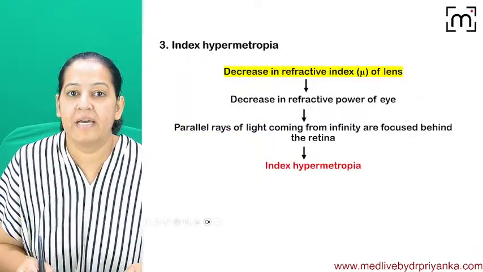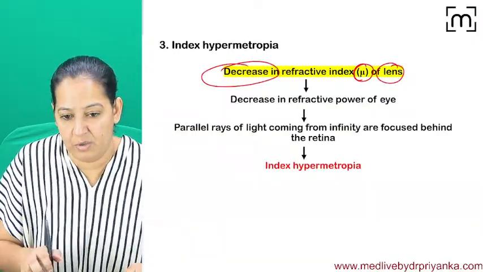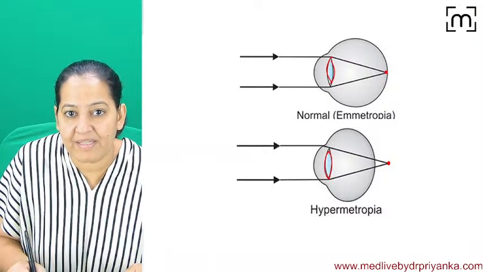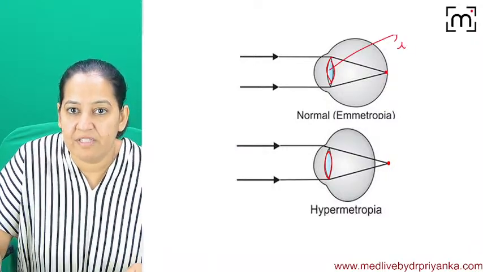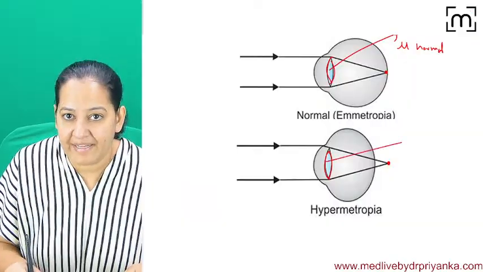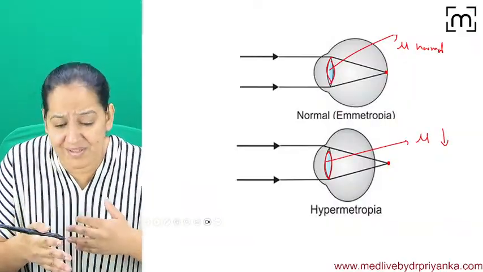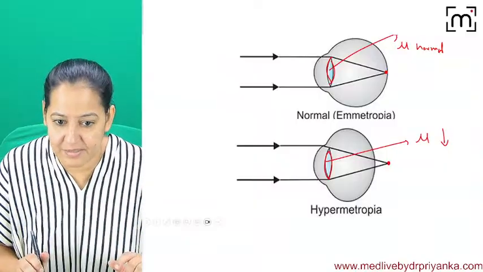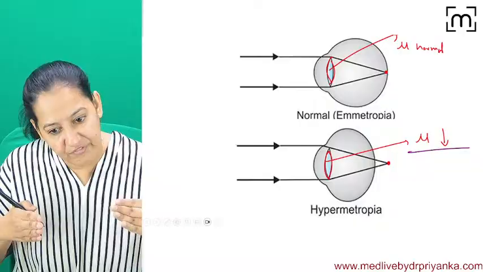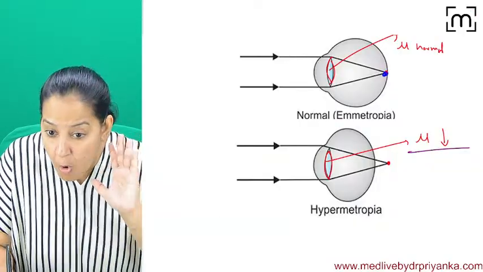The third is index. Here the mu of the lens is decreased. Now see this lens, both of them. This is a lens having normal mu, given by God, around 1.4. And this is a lens with lower mu because of old age, sclerosis or some diseases inside the lens. In the lens there are many diseases I will teach you. So mu is less, and since mu is less, the refractive power is less. Here the refractive power is more, so it is refracting on the retina.